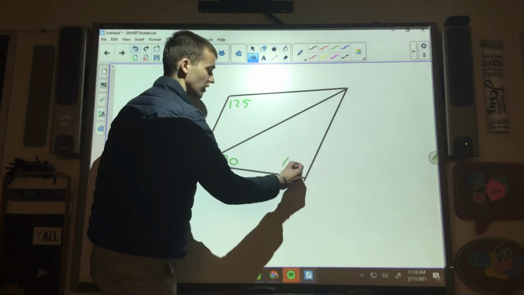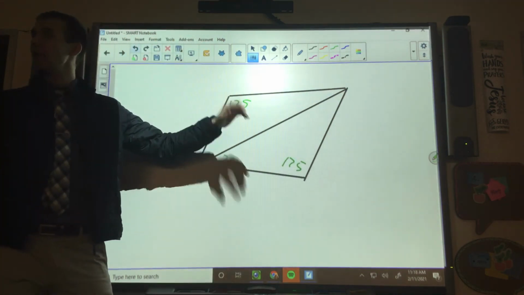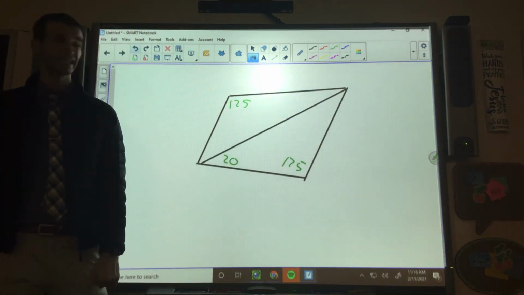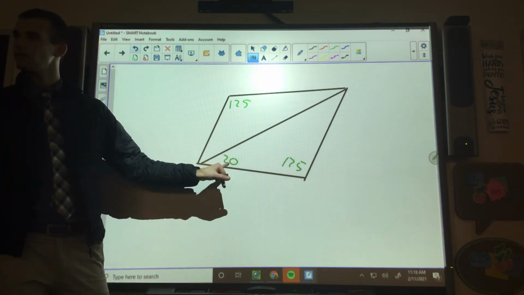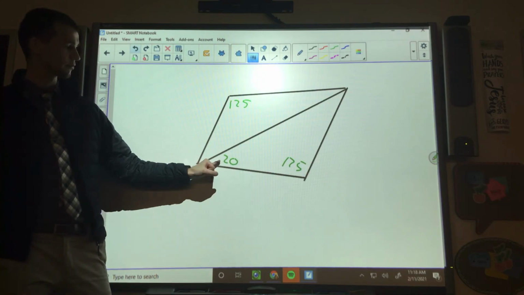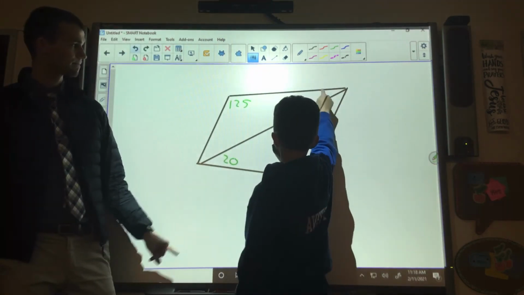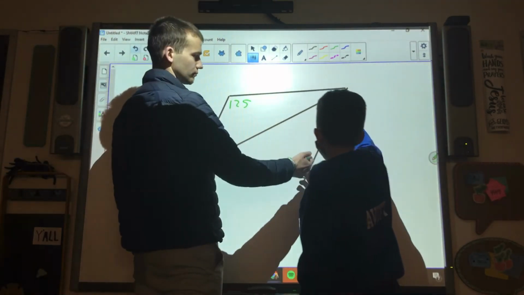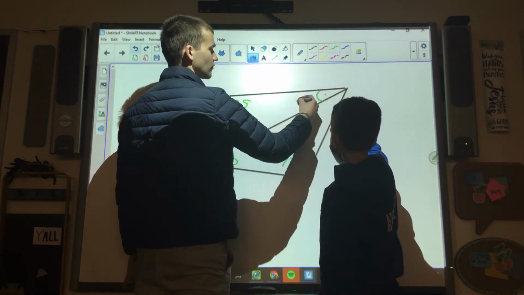Yeah, 125. Because in a parallelogram, opposite angles are the same. What's the opposite angle from this one then? Yeah, come and point out. What's the opposite angle from this one right here? Top or bottom? Yep. This is also 20.